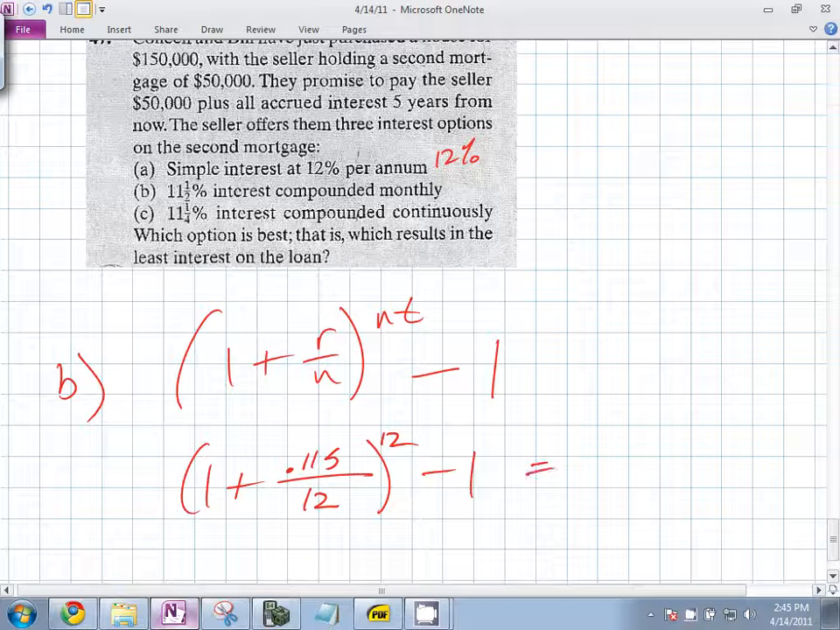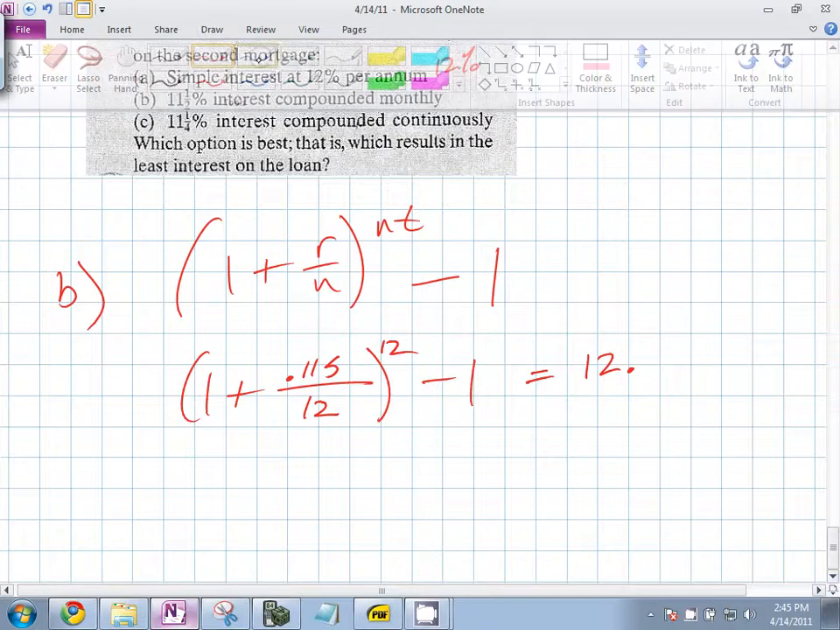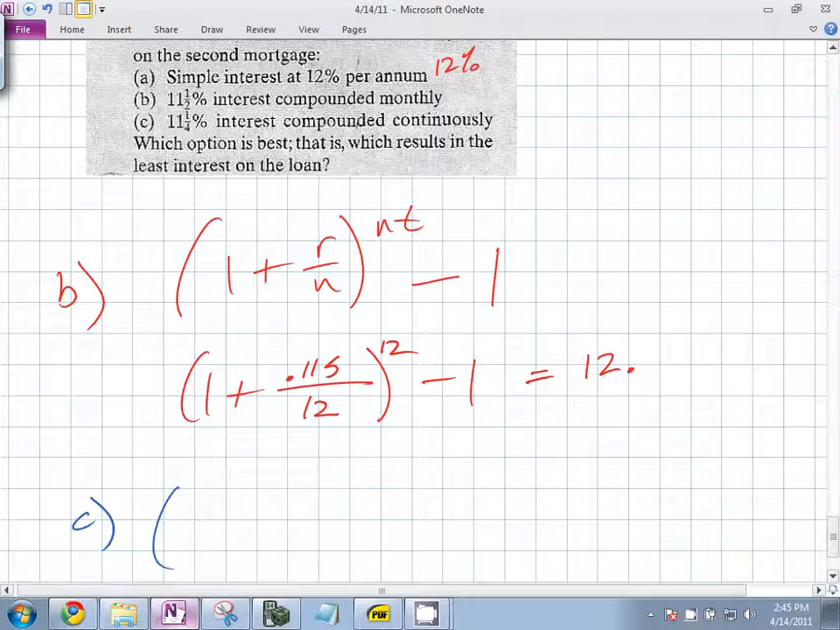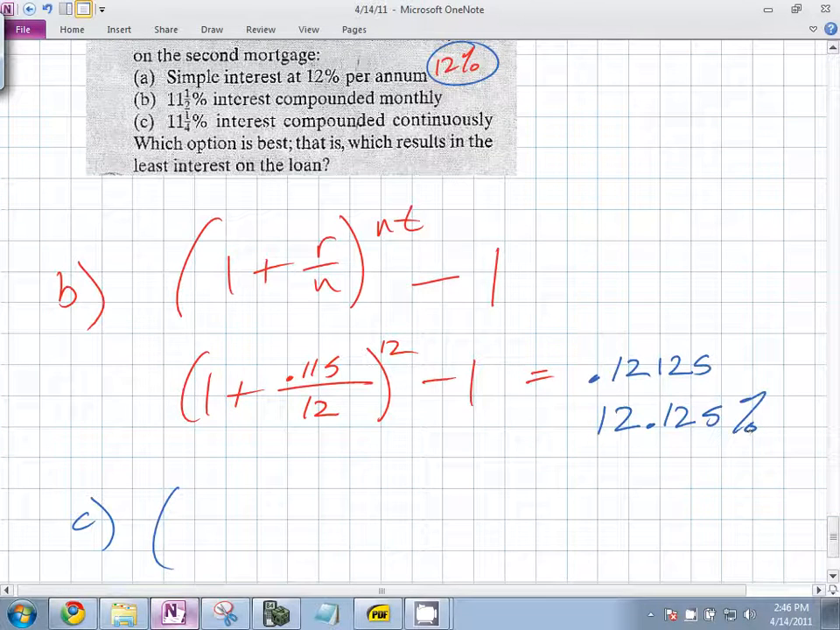I think this comes out to be 12 point... Can someone do that for me? 18? 19? Something like that? I don't remember. The first one is 12%. 12 point what? Point 1, 2, 1 what? So what's the percentage? 12.125%? Do people agree with that? So what happened to the effective interest rate? It just went up. Even though we lowered the percentage rate, the compounding vaulted it back above the 12%.